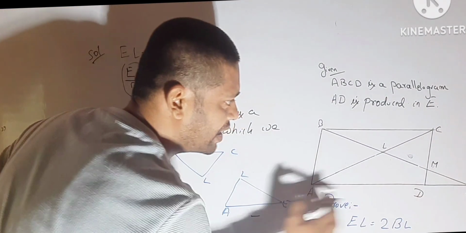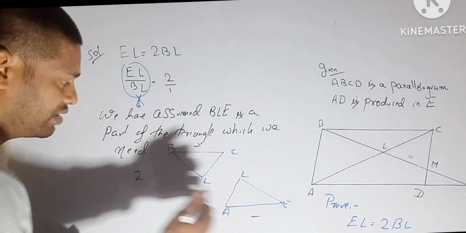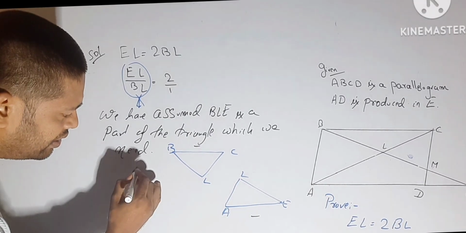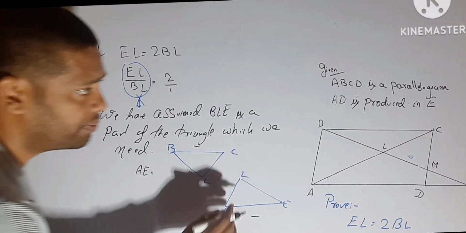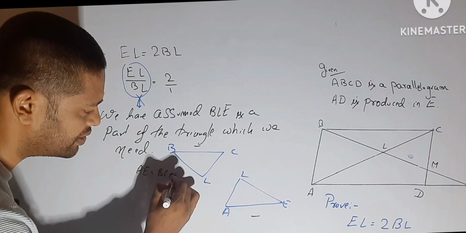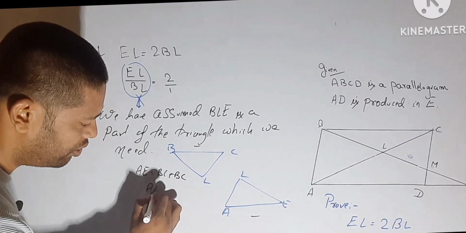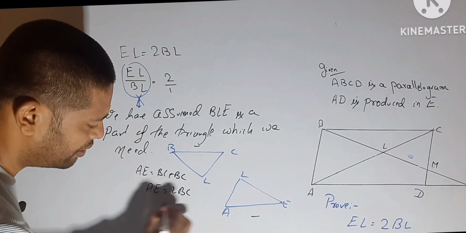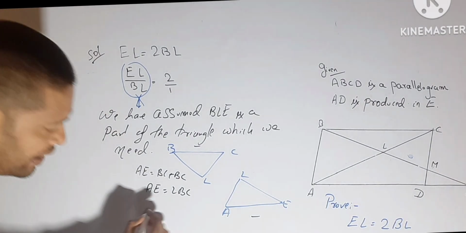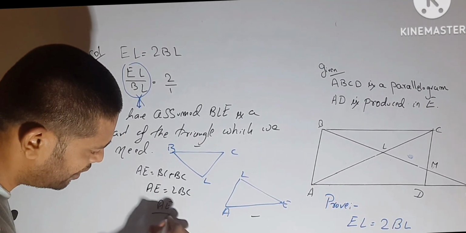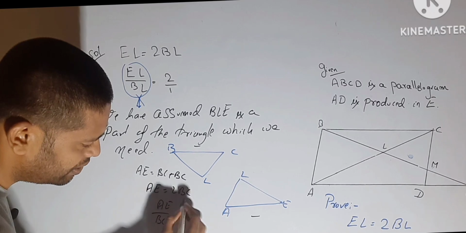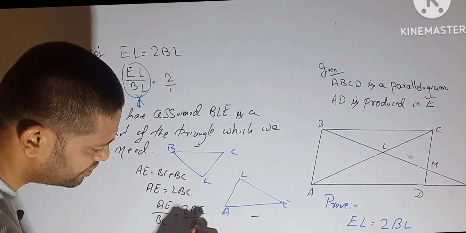So A is bigger as compared to BC. So it can be that AE is found by adding 2 times of BC, BC plus BC. For example, I'm assuming maybe. So AE will be what? 2 times of BC. Now if I say AE by BC equal to, AE meaning 2 times of BC by BC.